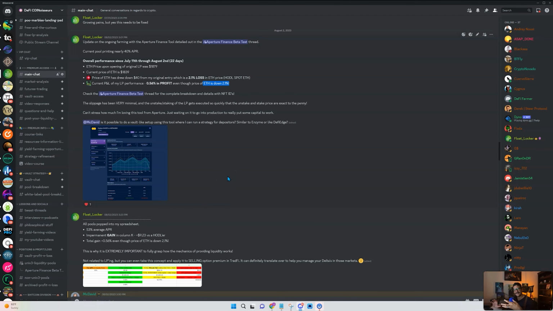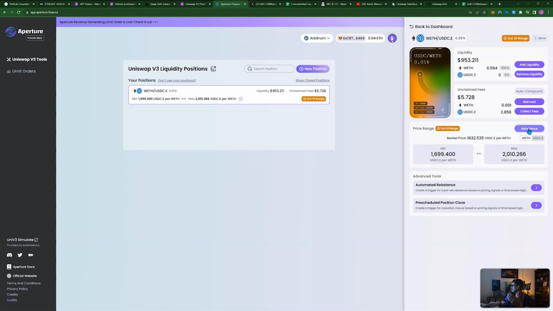So you can see that for someone like me that just doesn't have the time to sit at a computer and manage my liquidity pools actively, I can use a tool like Aperture Finance to manage it for me and allow this opportunity. So it's very great for that, and I can't wait until it gets released into production and where everyone can use it, right? So yeah, very excited about that tool. Set up a trigger to rebalance your liquidity pool, right?